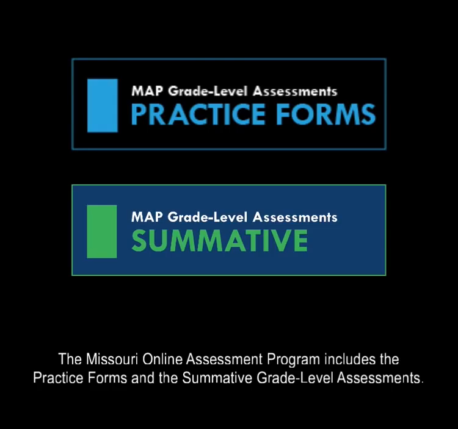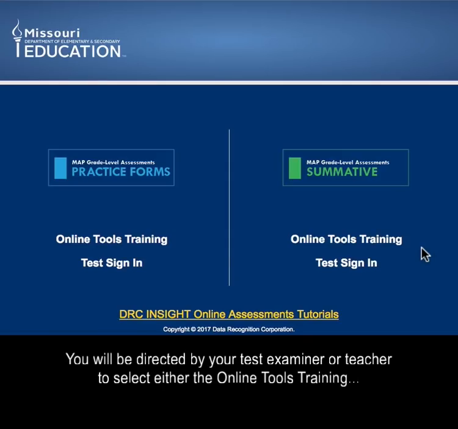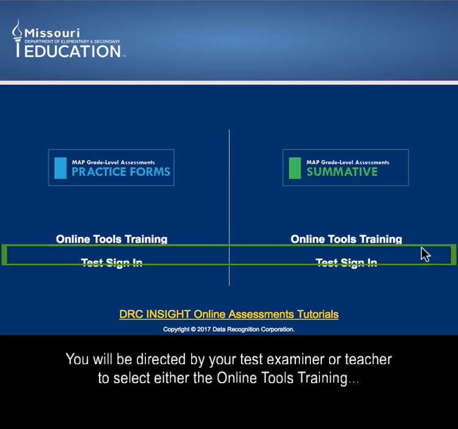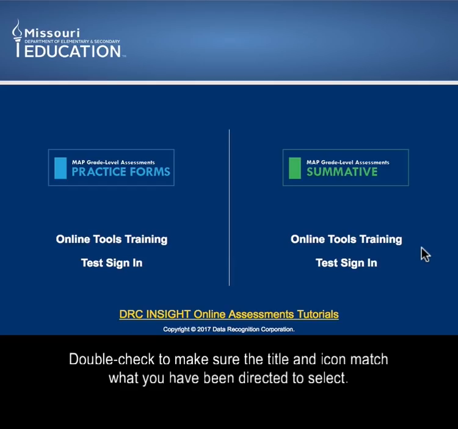The Missouri Online Assessment Program includes the practice forms and the summative grade level assessments. To begin an online assessment, select the DRC Online Assessments icon on your screen. You will be directed by your test examiner or teacher to select either the Online Tools Training or the Test Sign-In option. Double-check to make sure the title and icon match what you have been directed to select.